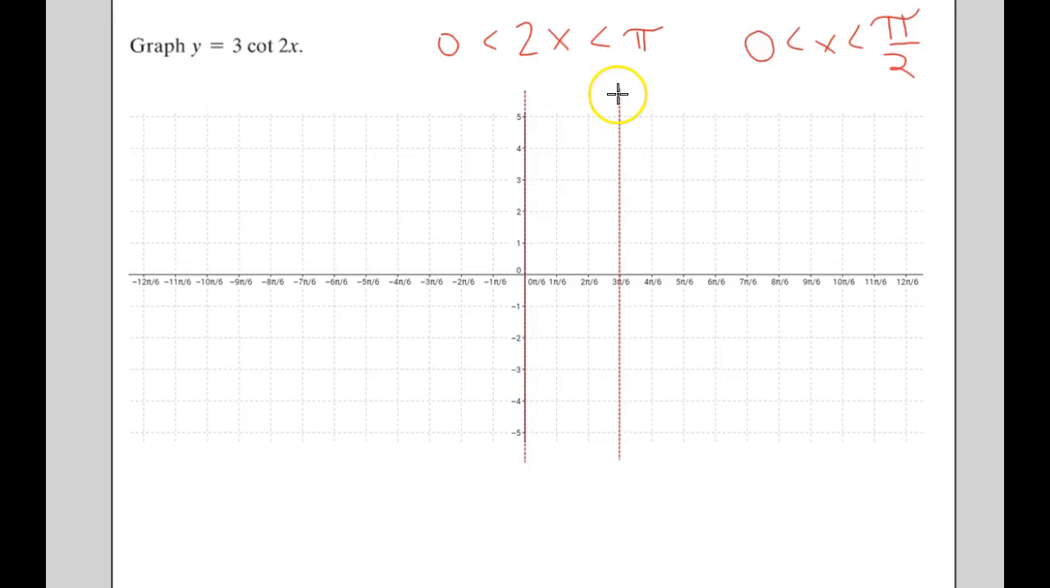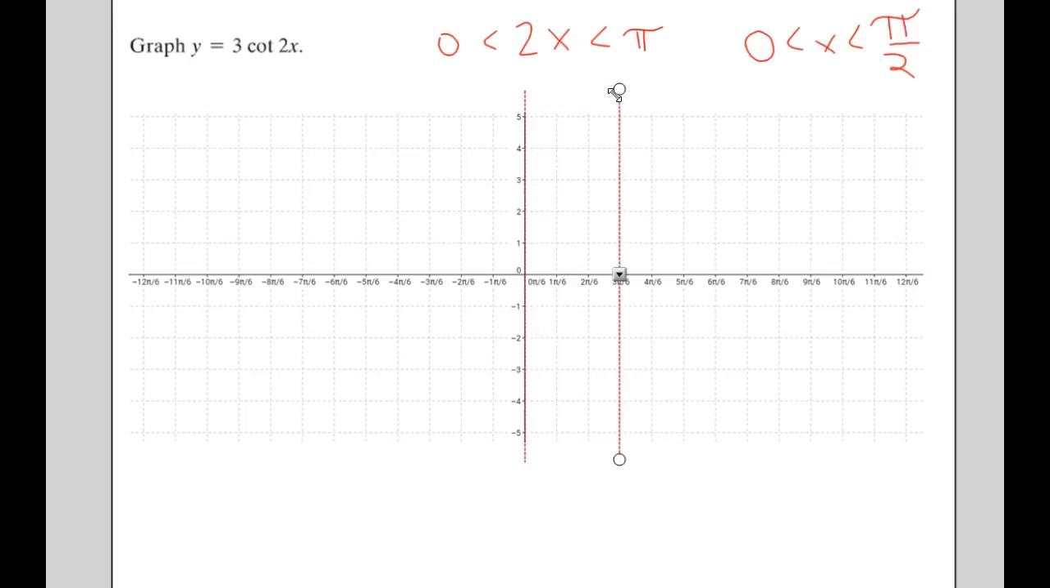Alright, so let's graph cotangent. So 3 cotangent 2x, I'm going to put between 0 and pi, I'm going to put in this 2x and divide both sides by 2. Well, if you divide 0 by anything, you still get 0. If you divide pi by 2, however, we get pi over 2. So our asymptotes are going to occur one at 0, one at pi over 2.